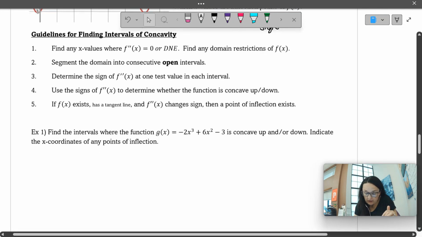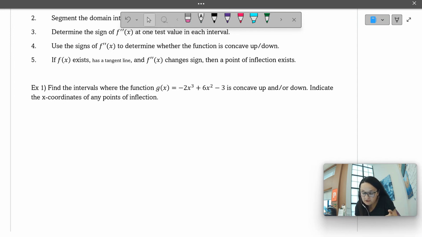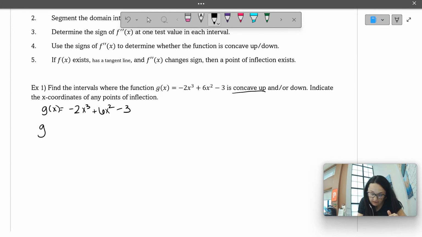That's it. Okay, find the intervals where the function g, negative 2x cubed plus 6x squared minus 3, is concave up or down. Indicate the x coordinates of any points of inflection. If I want to know about concavity, I want to look at the second derivative. So g is negative 2x cubed plus 6x squared minus 3, making g prime negative 6x squared plus 12x, making g double prime negative 12x plus 12.